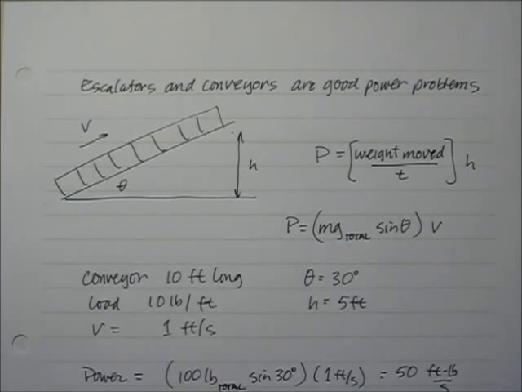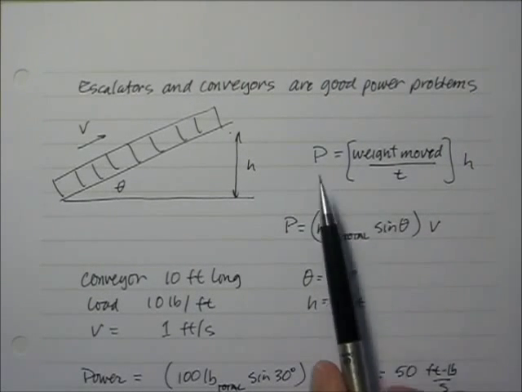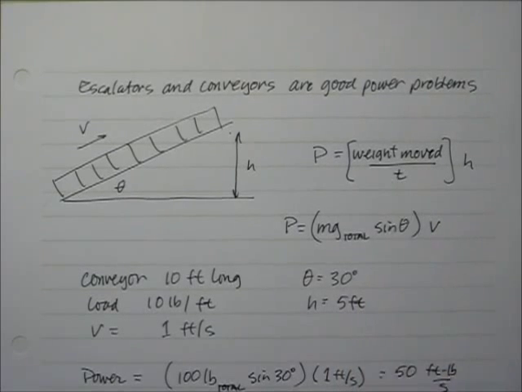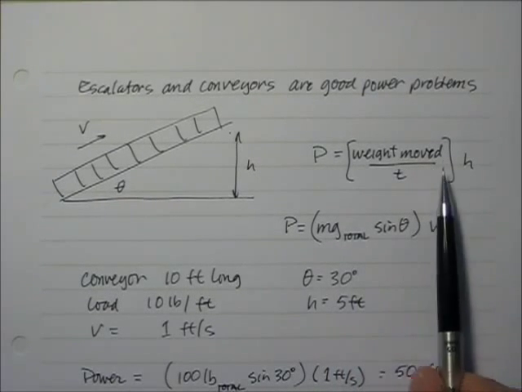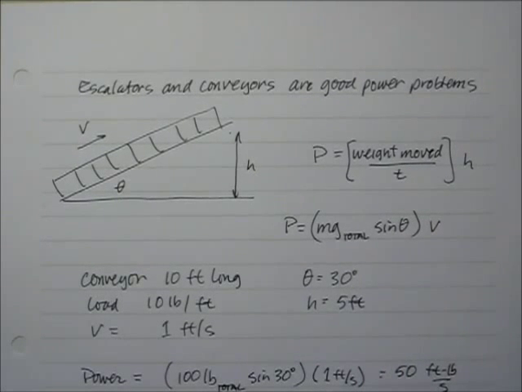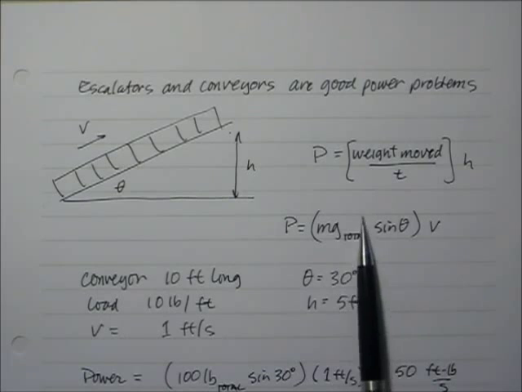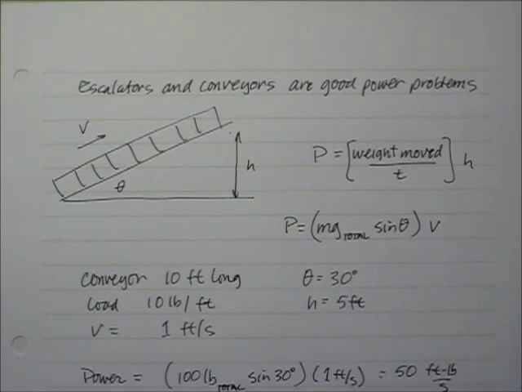Well, escalators and conveyors are good power problems. Often we're looking for the power required from the motor, or sizing the motor that's needed to be able to move a particular load. And recall that we're going to use the same two equations to do the same problem twice. This is going to be our power is equal to mgh over time kind of display. And we're going to say the total weight moved and whatever time it takes, multiply it by the height. We could also look at force times velocity, and we're going to say that the force required to move a particular load is the mg sine theta, and we're going to multiply it times the velocity.